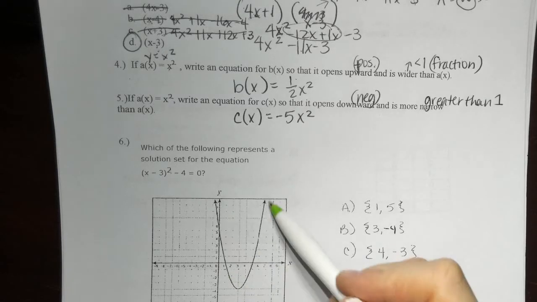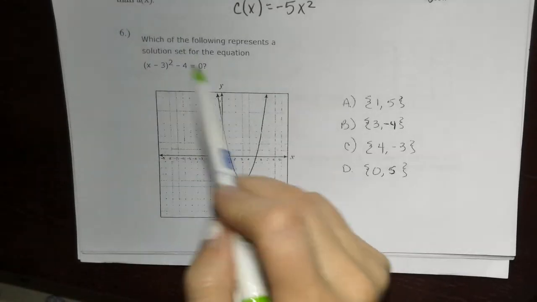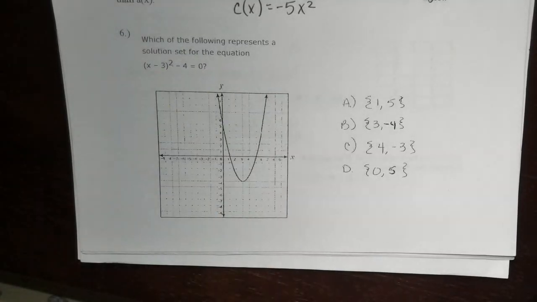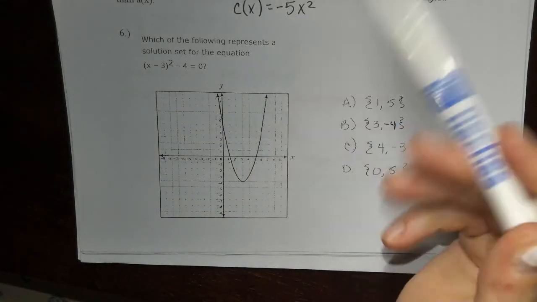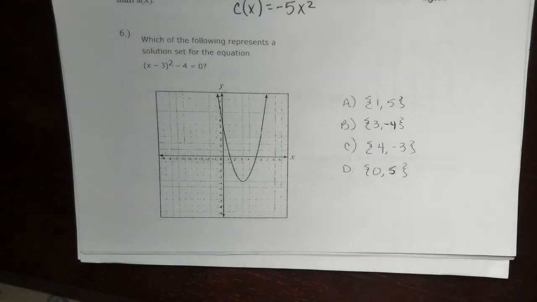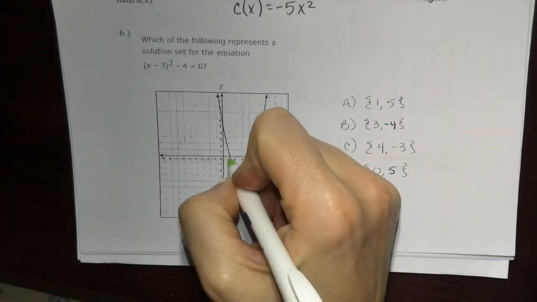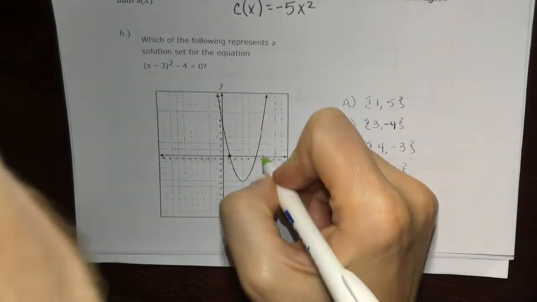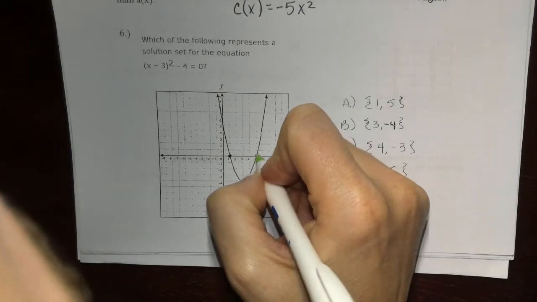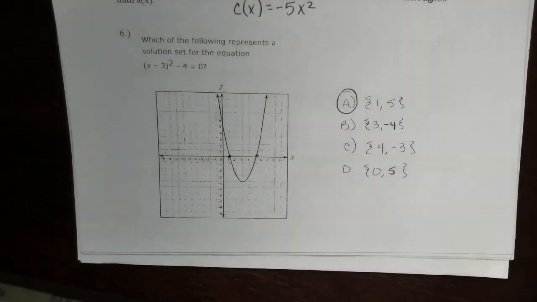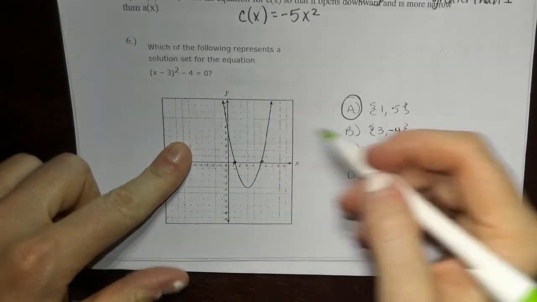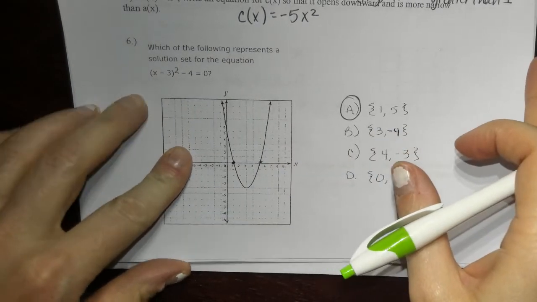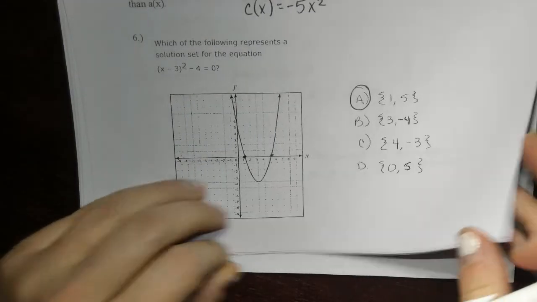So here's the graph, the line that's graphed here. This is the equation. Where does it cross the x-axis? That's going to be your answer. It crosses here at 1 and at 5. So 1 and 5. We don't even have to do any math. We just look to see where it crosses the x-axis, because that's going to be the solution. Okay?